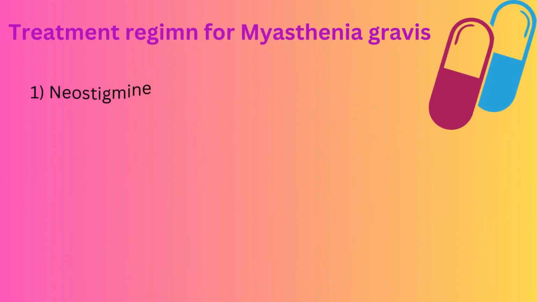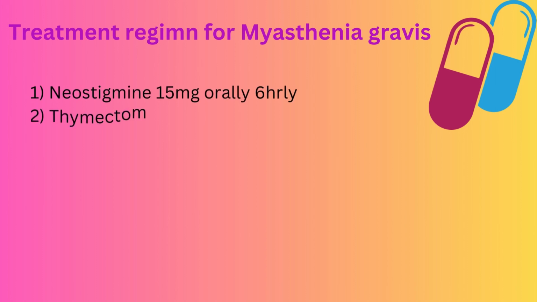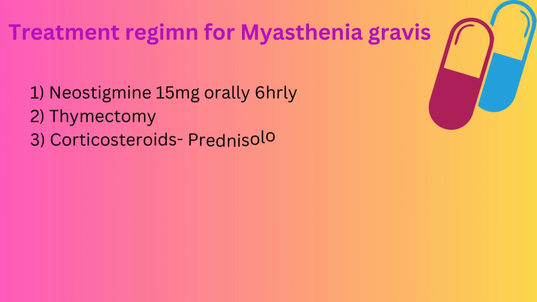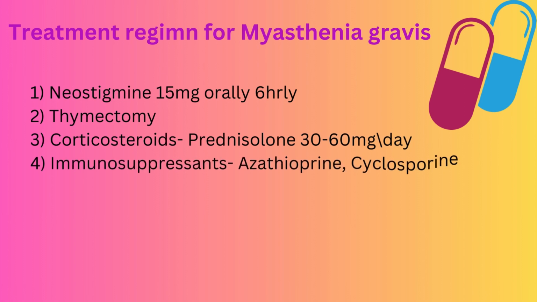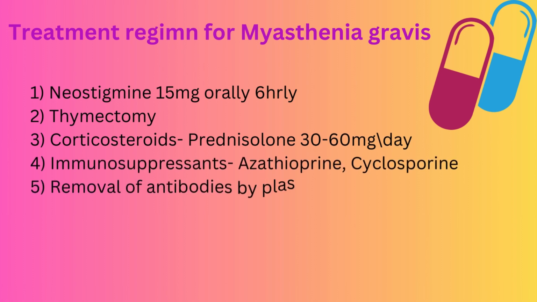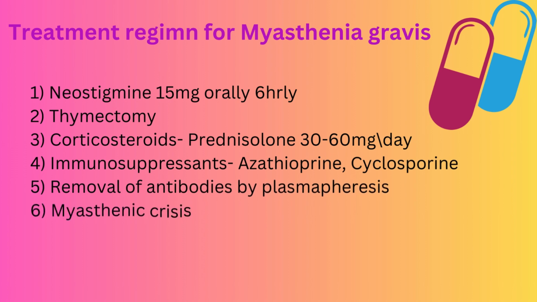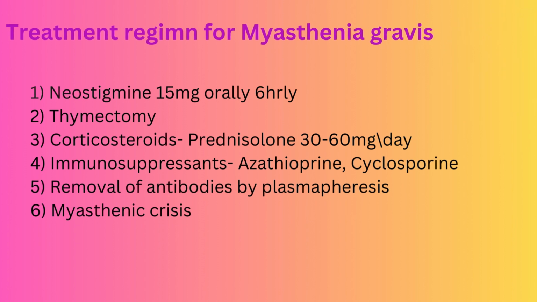Treatment regimen for myasthenia gravis. Initially, 15 mg neostigmine is administered orally at a 6-hour interval. If it is not cured, thymectomy is done, followed by corticosteroids such as prednisolone 30 to 60 mg per day, immunosuppressants such as azathioprine and cyclosporine, then removal of antibodies by plasmapheresis, and finally, myasthenic crisis may occur.